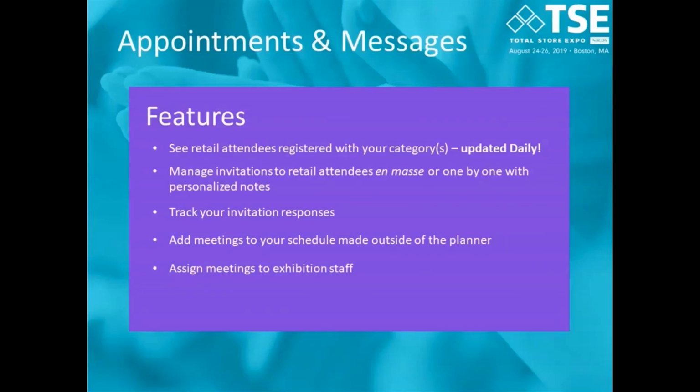Within the exhibitor dashboard, Appointments and Messages, often referred to as the online appointment planner, contains great features, including the ability to see retail attendees registered with your category, and this is updated daily, manage invitations to retail attendees en masse or one by one with personalized notes, track your invitation responses, add meetings to your schedule made outside of the planner, and the ability to assign meetings to specific exhibition staff.